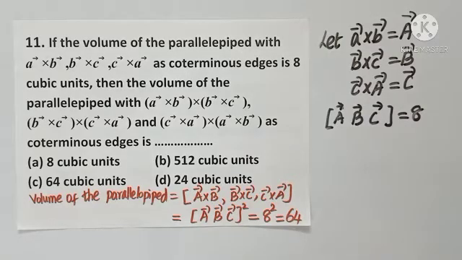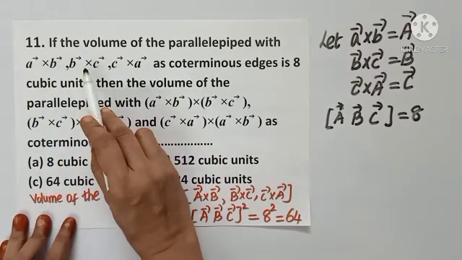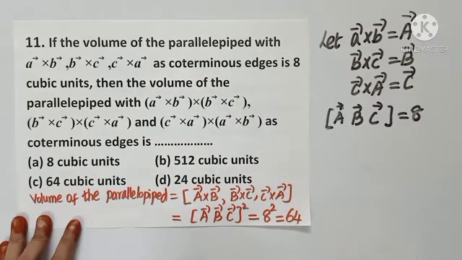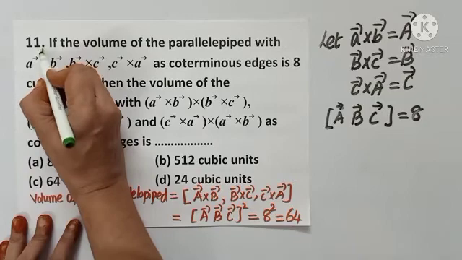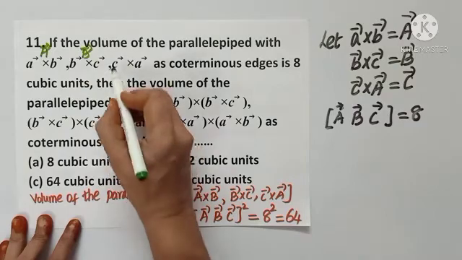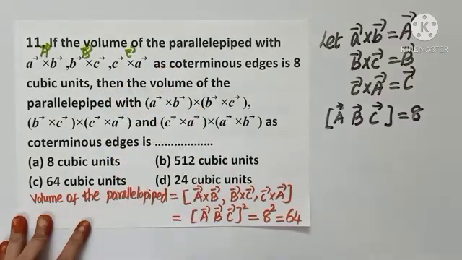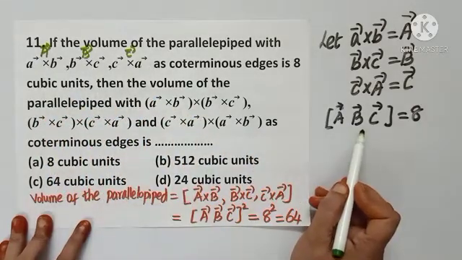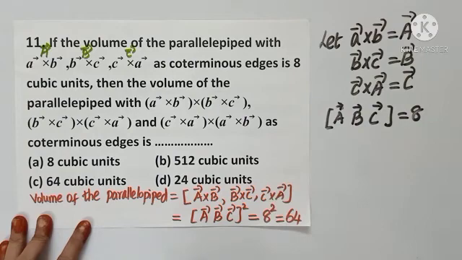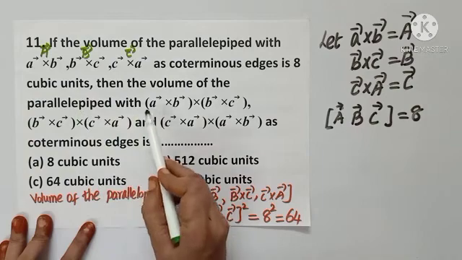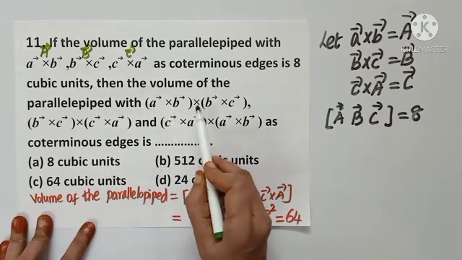Question number 11. If the volume of the parallelepiped with A cross B, B cross C, C cross A as coterminous edges is 8. Call A cross B as A vector, B cross C as B vector, C cross A as C vector. Then the volume formula is box [A, B, C], and given the answer is 8. Now we need to find out the volume of the parallelepiped with edges A cross B, B cross C.